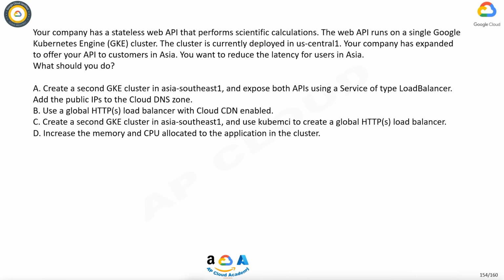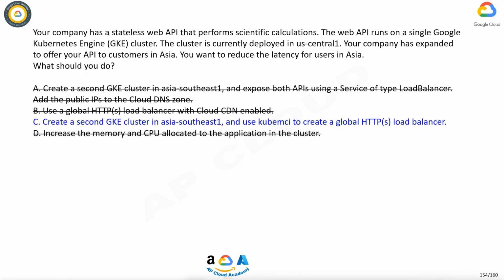A. Create a second GKE cluster in asia-southeast1, and expose both APIs using a Service of type LoadBalancer. Add the public IPs to the Cloud DNS zone. B. Use a global HTTPS load balancer with Cloud CDN enabled. C. Create a second GKE cluster in asia-southeast1, and use Kubemci to create a global HTTPS load balancer. D. Increase the memory and CPU allocated to the application in the cluster.